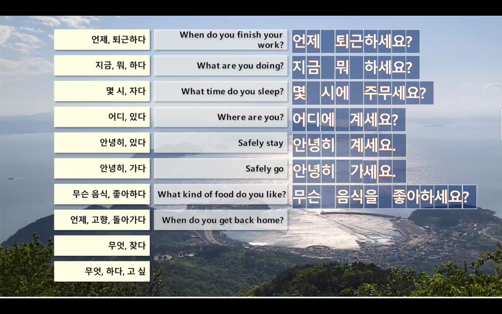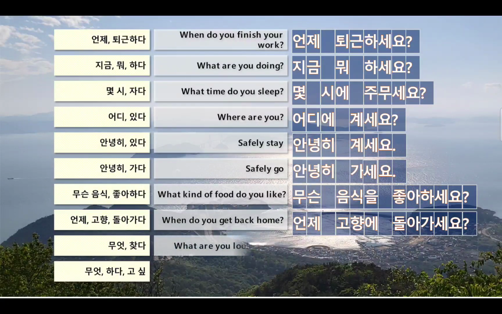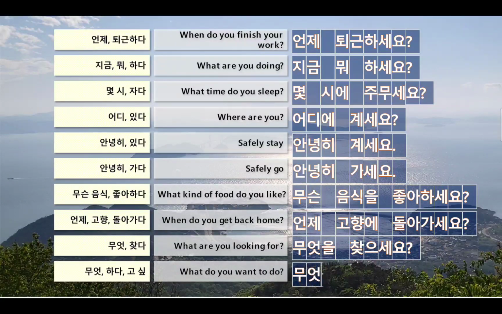When do you get back home, or hometown? 언제 고향에 돌아가세요? Okay. And 무엇 찾다? What are you looking for? 무엇을 찾다, 찾 has 받침, so 으세요. 무엇을 찾으세요? What do you want to do? 무엇을 하고 싶다, 싶 has 받침, so 으세요. 무엇을 하고 싶으세요?